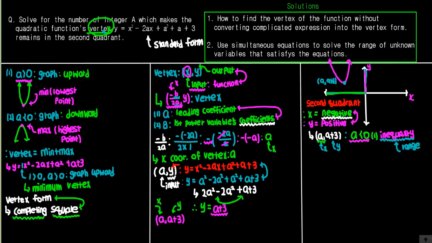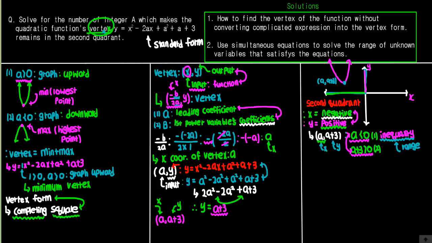And for the second inequality that we can find, our y value should always be positive, which means our a plus 3, which is the output of our function, our y value, should be greater than 0. So there are our two inequalities in the unknown quantity, and then we're trying to find the values of a.